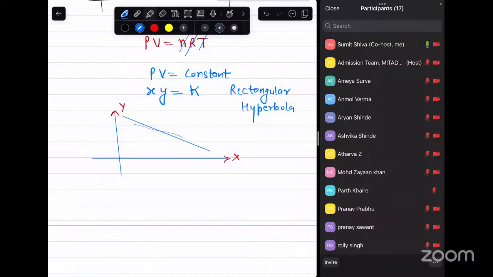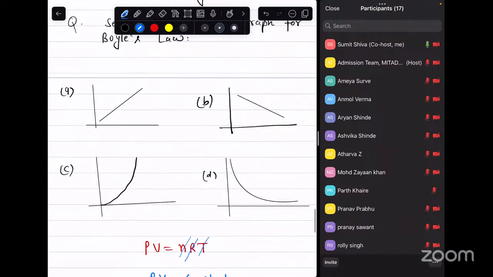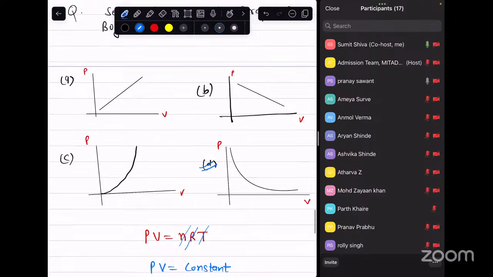So which graph will be according to Boyle's law in the above question? Yes, in ABCD, which is the correct one? Here we have P, V, P, V, P, V, P and V. And D option will be correct because D is the rectangular hyperbola.